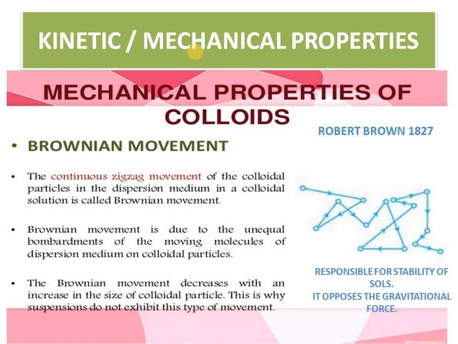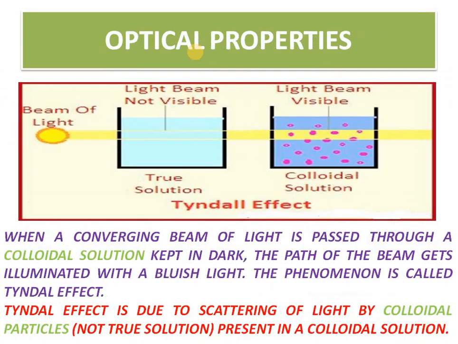So that's the reason that suspensions do not exhibit this property of random movement, and this property is solely responsible for the stability of sol because it acts against the force of gravitation, which is causing the precipitation. Now next is optical properties.